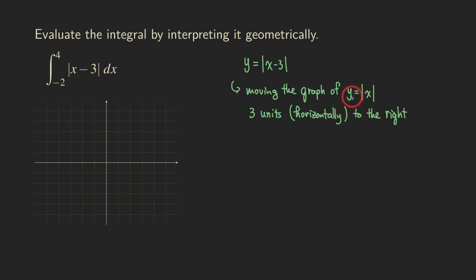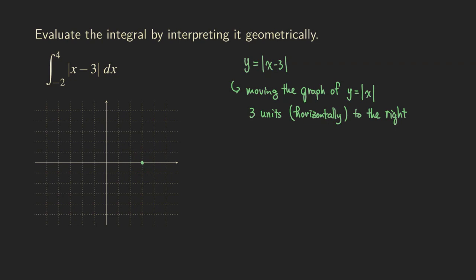We know that the graph of this parent function is the V-shaped graph, and its vertex is at the origin. So we are going to move the vertex 3 units to the right. That means we have 1, 2, and 3. Now our vertex for this function, absolute value of x minus 3, is at this location, (3, 0). So we have this point right here.